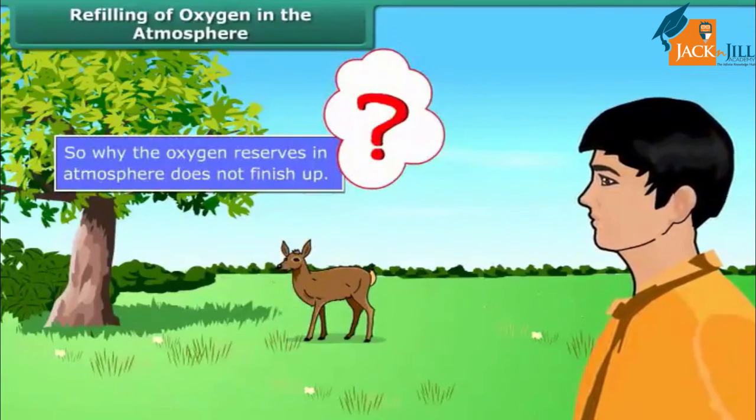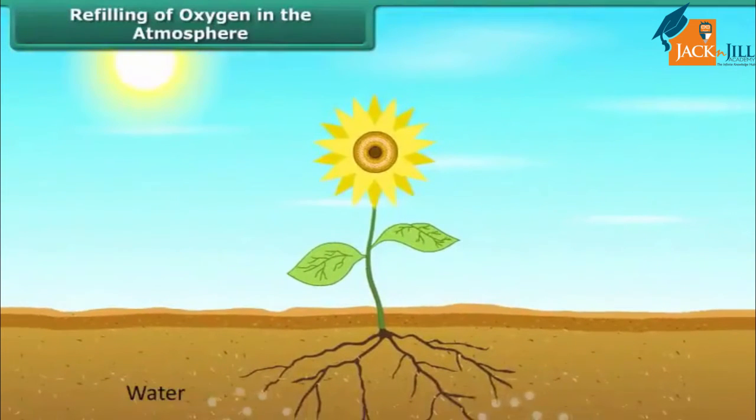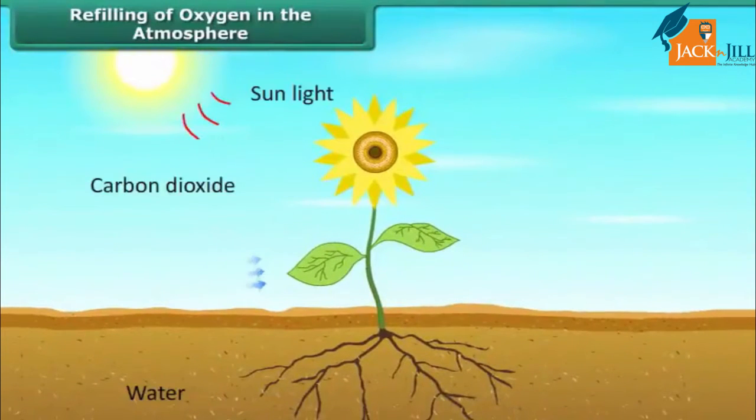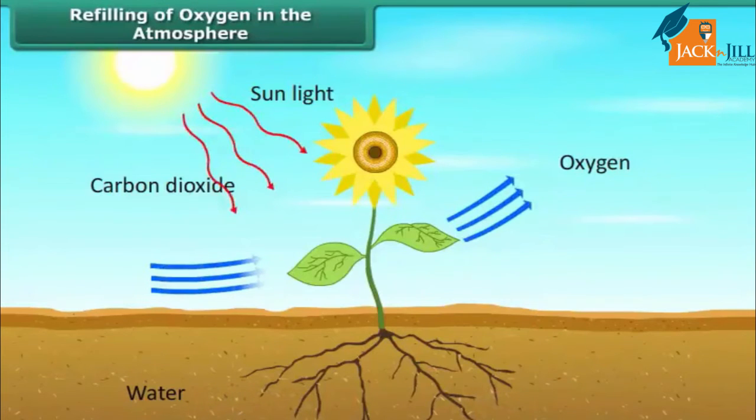Do you know how? The plants produce oxygen during photosynthesis. This oxygen is released in the atmosphere. Plants also consume oxygen for respiration, but they produce more of it than they consume. So the plants silently save us from dying without even being noticed.